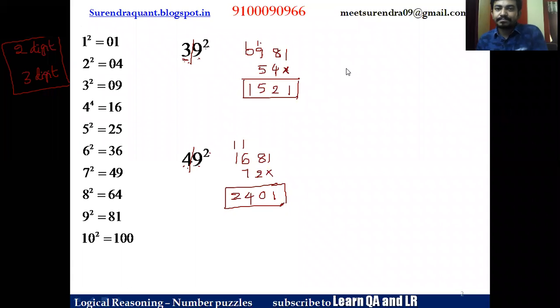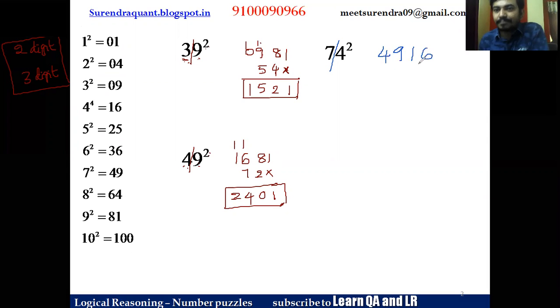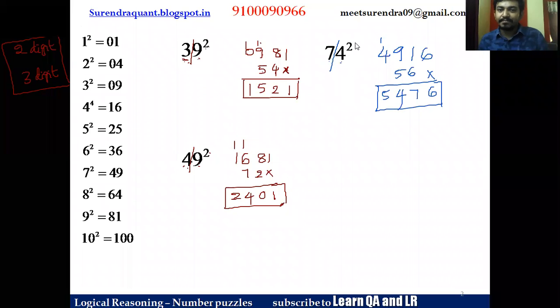Next example. Take it as two blocks. 7 square is 49. 4 square is 16. Leave the first space and then multiply. 7 fours are 28. 28 twos are 56. This is 6. 1 plus 6, 7. 9 plus 5, 14. So 1 carry, place 4. 1 plus 4, 5. So 5,476 is 74 square.